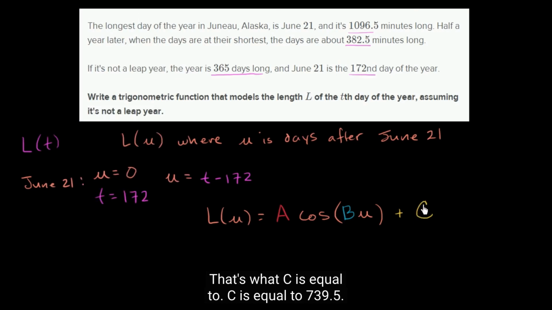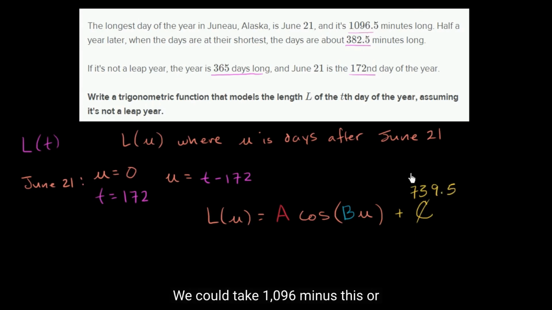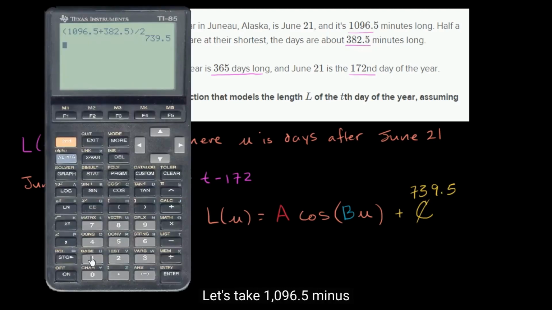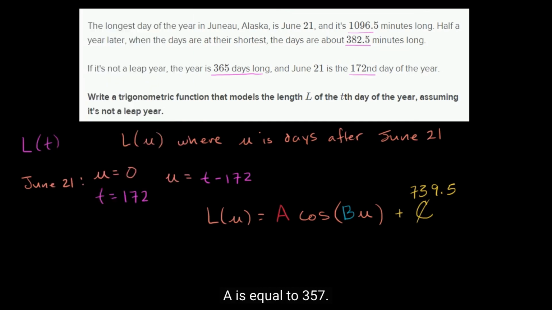C is equal to 739.5. Now the amplitude is how much do we vary from that midline. So we could take 1096.5 minus this, or we could take this minus 382.5. So let's do that. 1096.5 minus what we just got, 739.5, and we get 357. So this is how much we vary from that midline. So A is equal to 357.